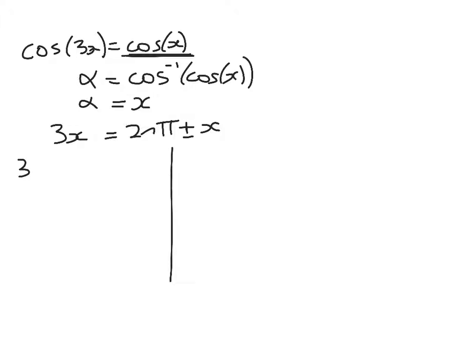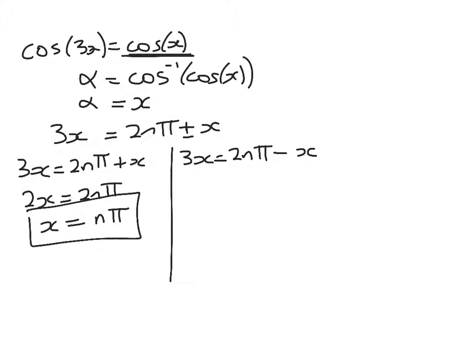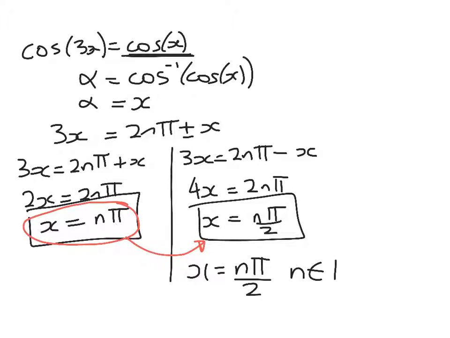Now I split into two cases. I've got 3x is equal to all of the integer multiples of 2 pi, 2n pi plus x. And 3x is equal to all of the integer multiples of 2 pi minus x. So we get 2x is equal to 2n pi, and x is equal to n pi. So that's one set of solutions. Over here I get 4x is equal to 2n pi. So x is equal to n pi over 2. So there we go. So it looks great. It looks like I've got all of my solutions there in two lots. But if you look a bit closer, we don't need one of those because everything here is included here. So my set of solutions is x is equal to n pi on 2, where n is any integer.